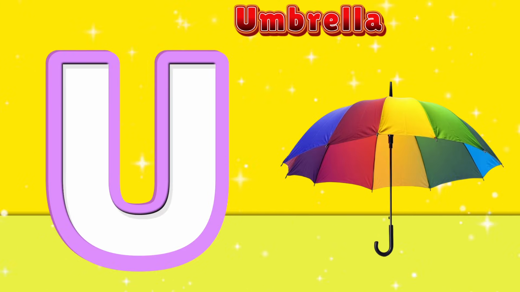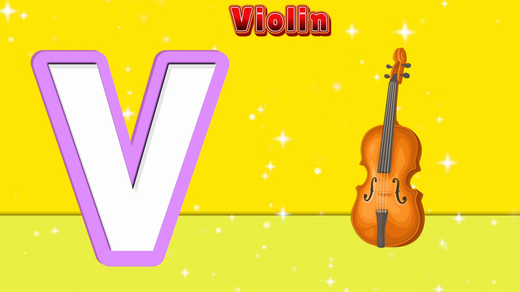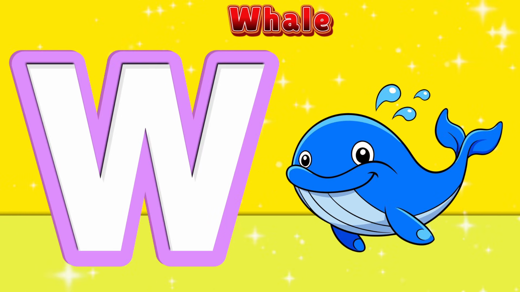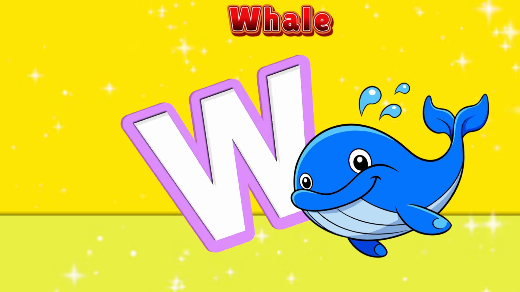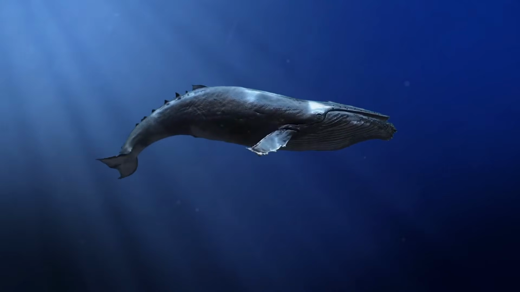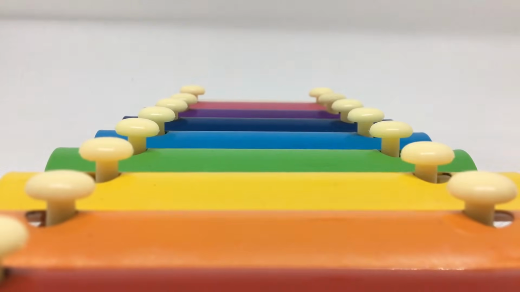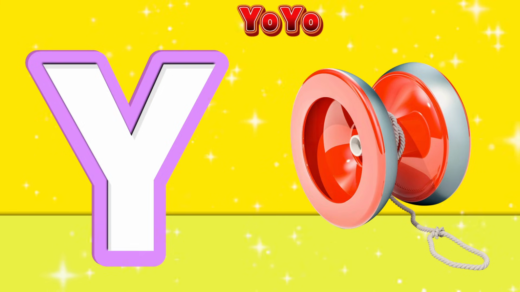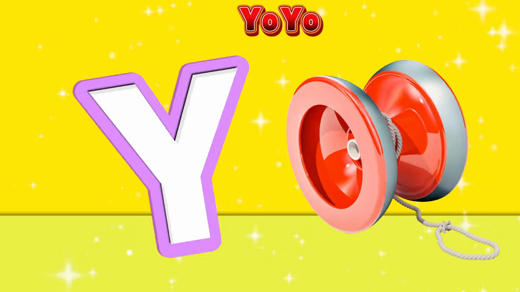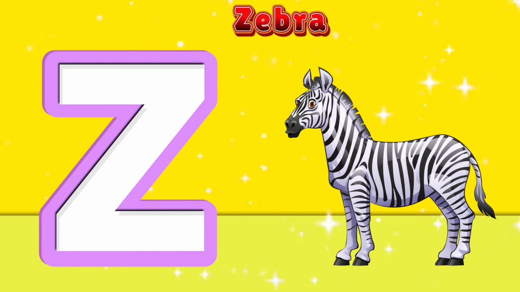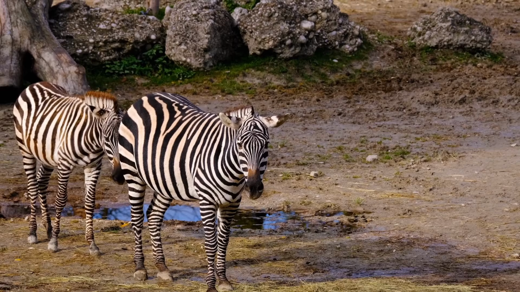U is for umbrella, umbrella, umbrella. Rain umbrella. V is for violin, violin, violin. Play violin. W is for wheel, wheel, wheel. Big blue wheel. X is for xylophone, xylophone, xylophone. Ding, xylophone. Y is for yo-yo, yo-yo, yo-yo. Spin, yo-yo. Z is for zebra, zebra, zebra. Stripes, zebra.